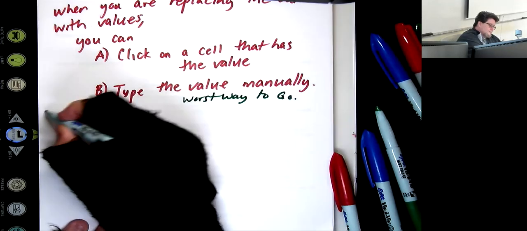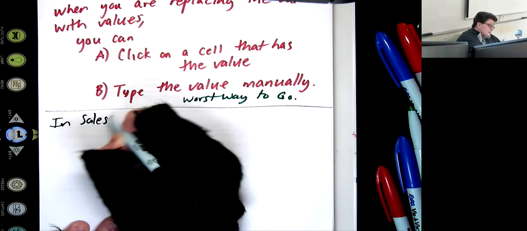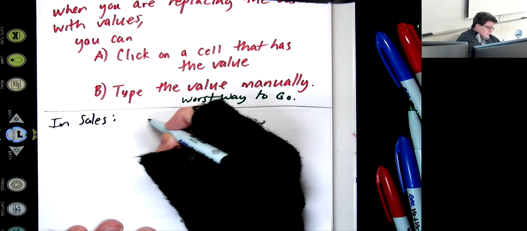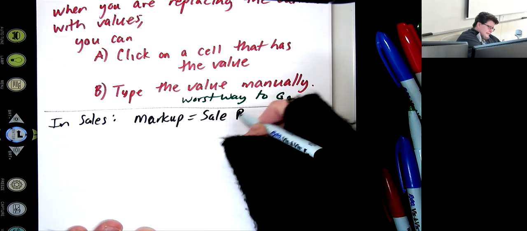In sales, markup is the sale price minus the cost.